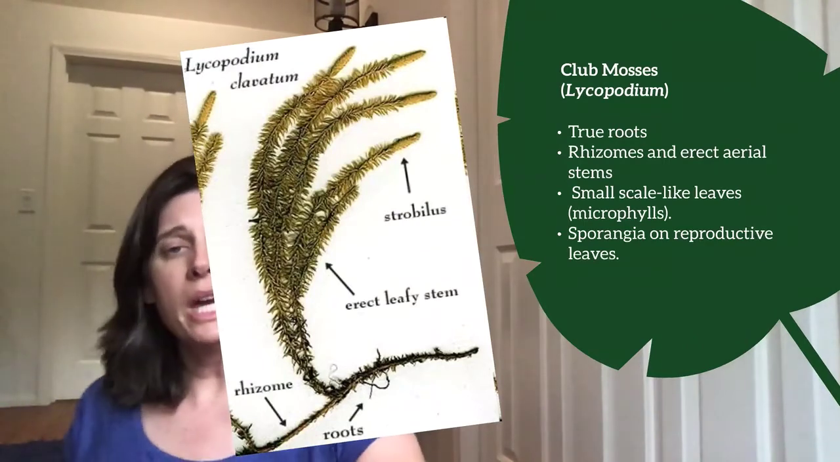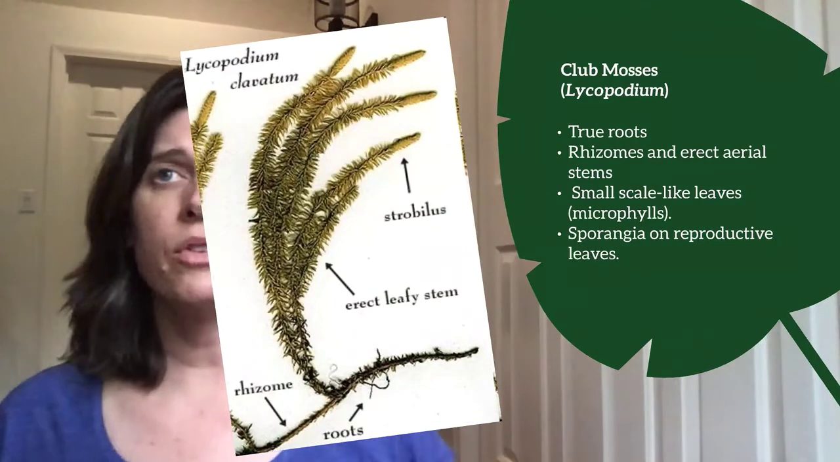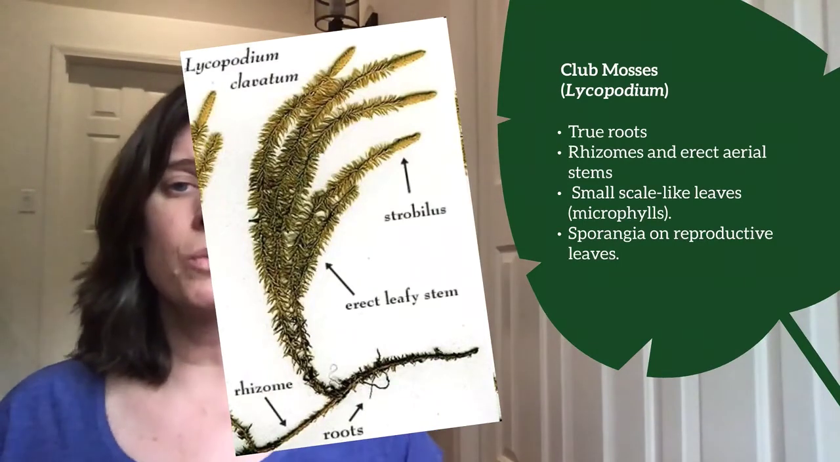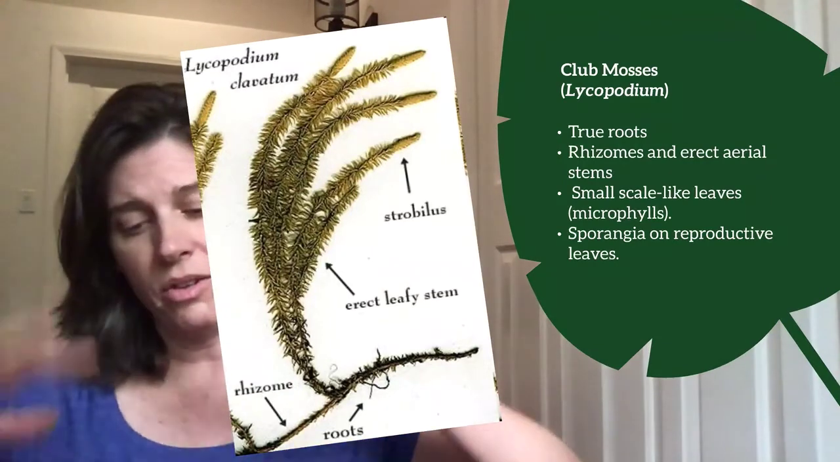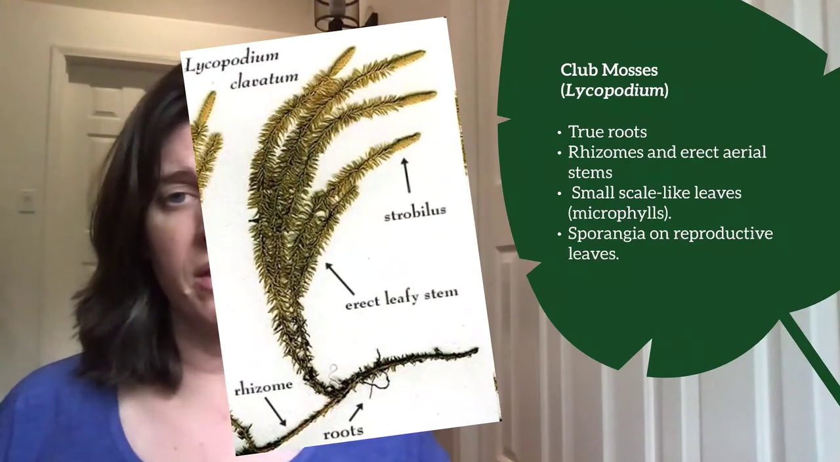There was a time when club mosses were large and tree-like, during the Carboniferous age. That's an age where, when all of those plants died off, they sank into the ground and created what is today our coal deposits.